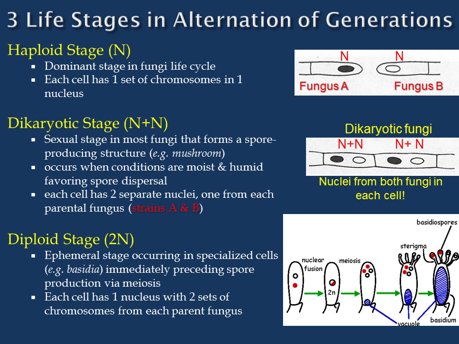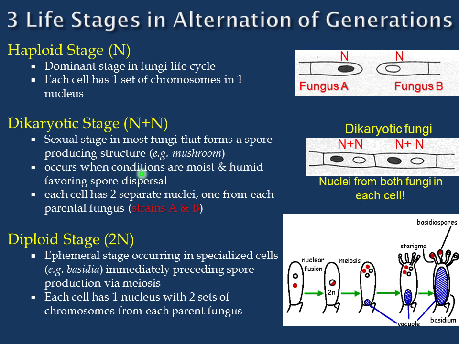The dikaryotic stage is an interesting stage where 2 hyphae from different organisms will meet, 2 different organisms from the same species will meet, and their cells will fuse. And then we'll have this kind of larger cell with 2 nuclei in it. But the nuclei do not fuse. This is the sexual stage in most fungi that forms a spore-producing structure. So this is the mushroom phase.